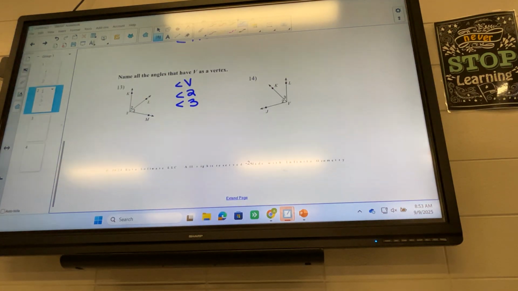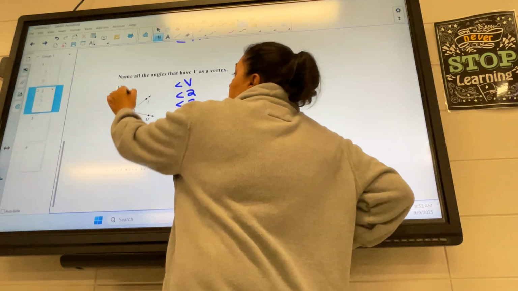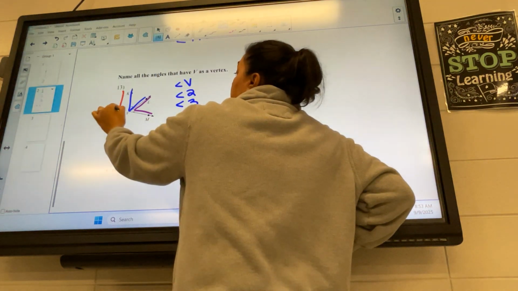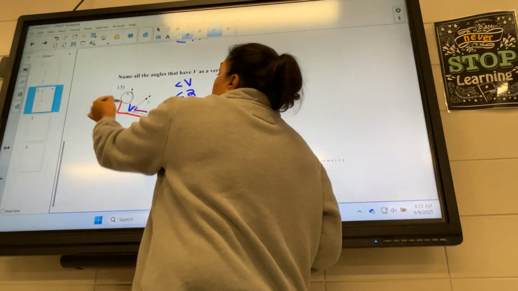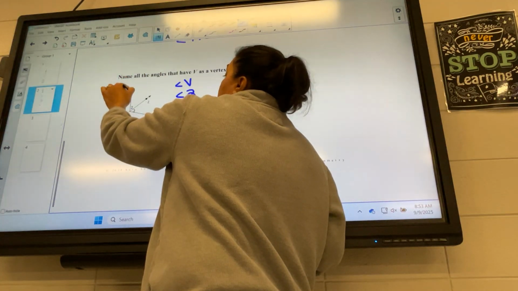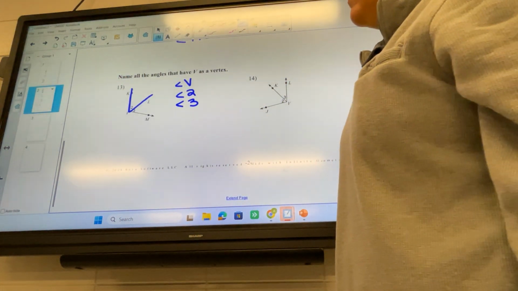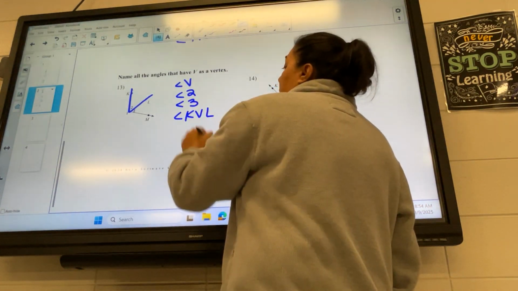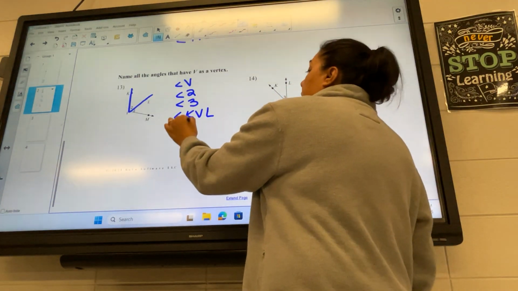Now, because there's three separate angles going on here, there's this one, there's this one, and then there's this big one. So I would just start with one and work your way through to keep track. So we're talking this one. What are the two ways that I can name that one? KVL. And what's the other one? LVK.